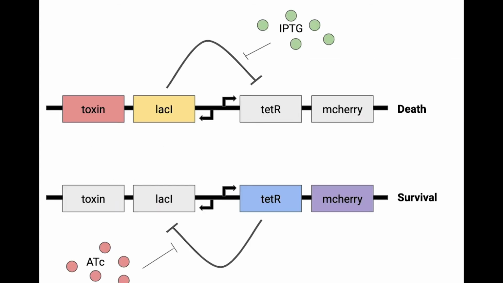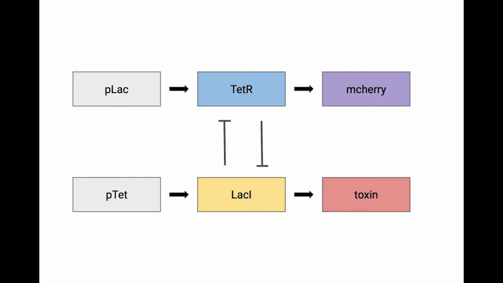This is an overview of how the entire system works, where we have our survival and death states, our different genes, and also special biomolecules, which are IPTG and ATC, which allow us to switch between the different states. TET-R and LAC-I are repressor proteins, and they mutually repress each other, meaning that when one is expressed, it will repress the other.